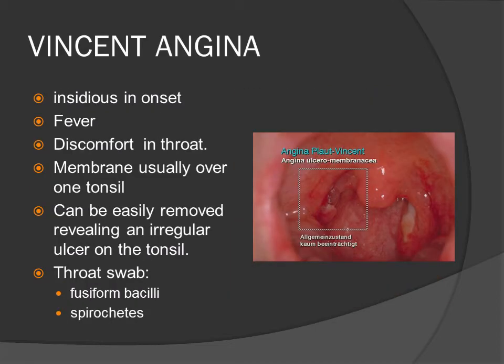Vincent's angina usually affects young adults and middle-aged persons. Ulcerative lesions which get covered with necrotic slough can be seen over the gingivae and on tonsils. Usually it involves single tonsil. This pseudomembrane can be easily removed and reveal an irregular ulcer.